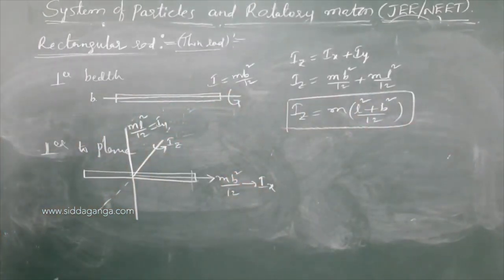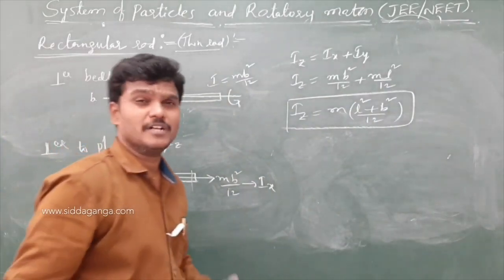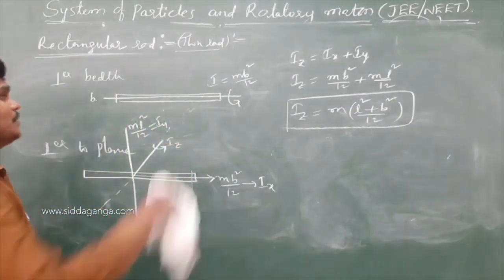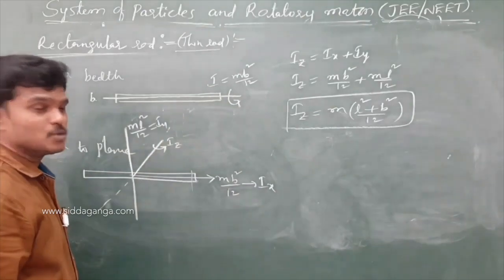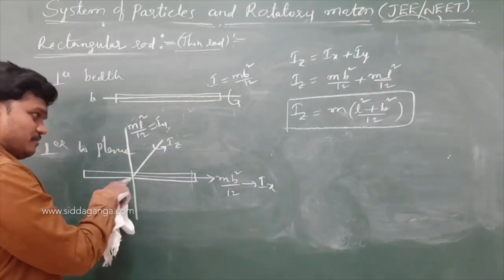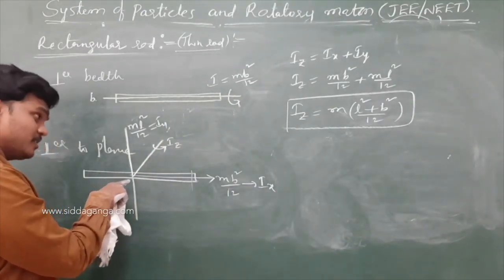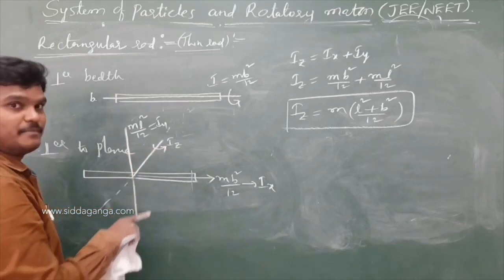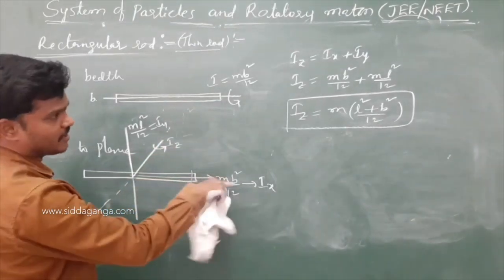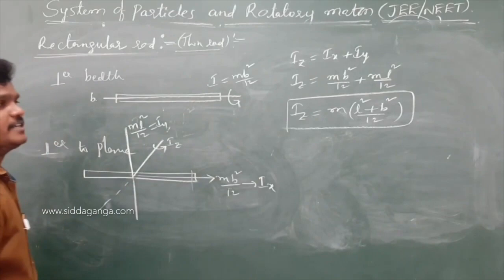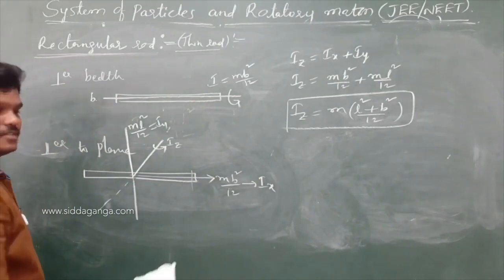So first, the axis passing through center perpendicular to length is m L square by 12, perpendicular to breadth is m b square by 12, and passing through center perpendicular to the plane, IZ is equal to IX plus IY. You will get m into L square plus b square by 12.